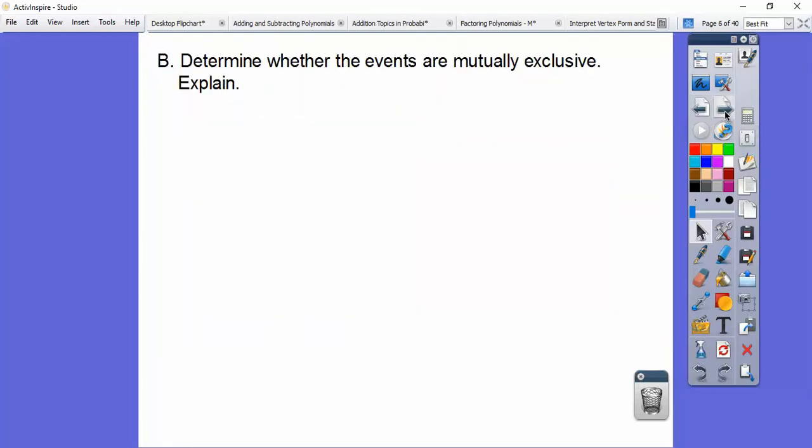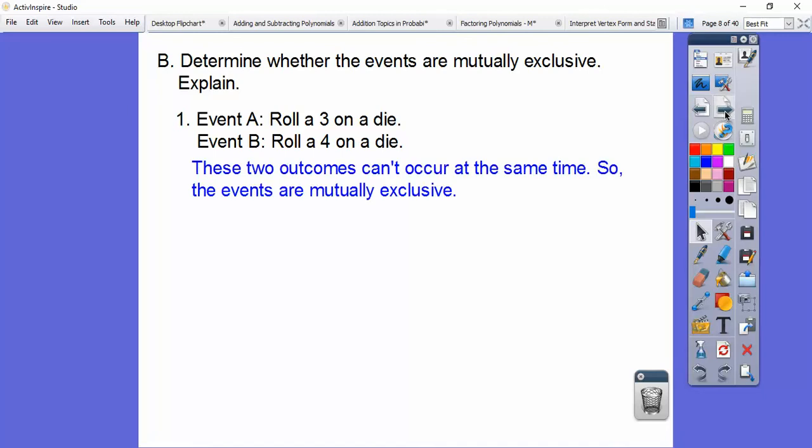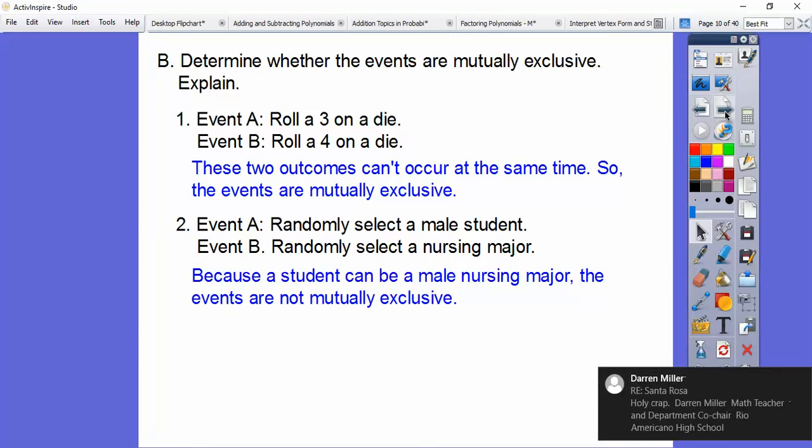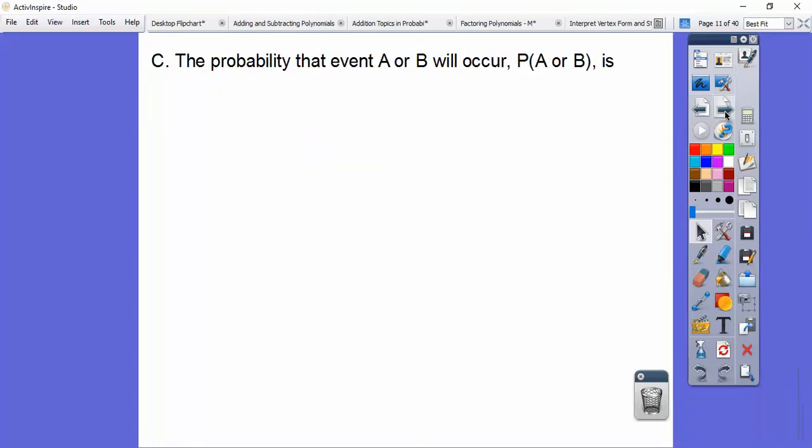Determine whether the events are mutually exclusive and explain. Event A is rolling a 3 on a die, and event B is rolling a 4 on a die. These two outcomes cannot occur at the same time, so the events are mutually exclusive. How about event A, randomly selecting a male student, and event B, randomly selecting a nursing student? Because a male student can be a nursing student, they are not mutually exclusive.